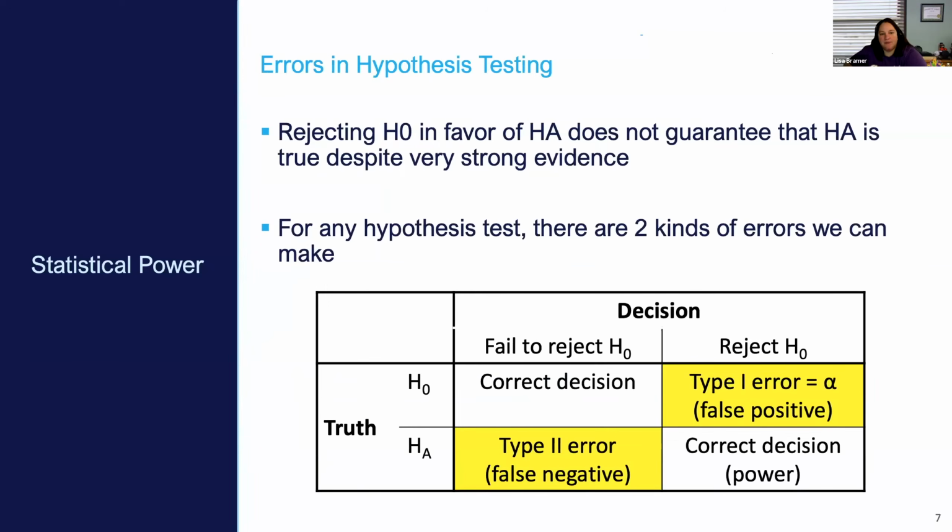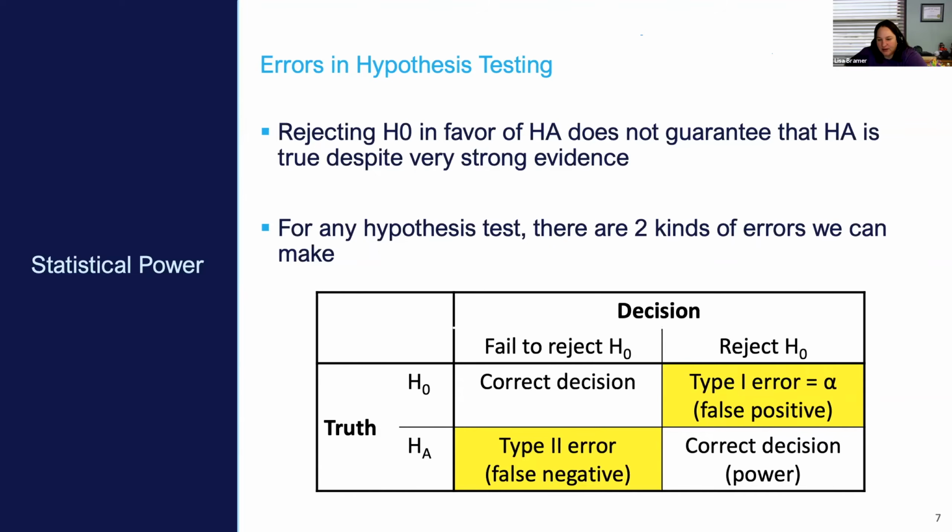So the last piece that we all need to be on the same page about is that there are different types of errors that we can make when we do hypothesis testing. If we reject the null hypothesis in favor of the alternative, that does not guarantee that the alternative is actually true, even if you have very strong evidence. So along the left here, we have the truth, and along the top, we have the decision that you might make based on your data.